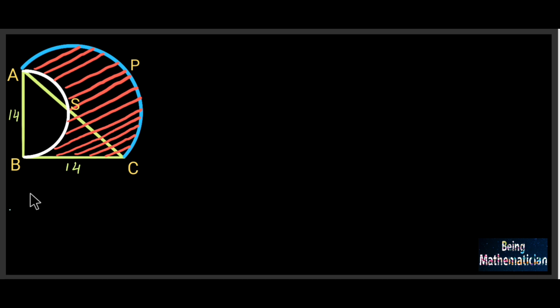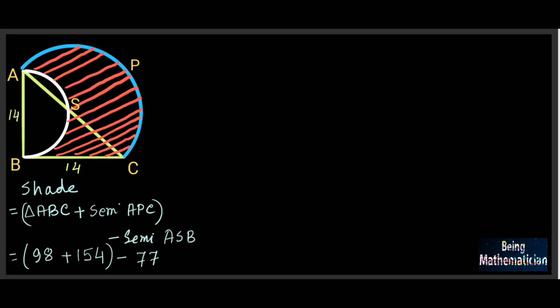Now let's calculate this. 98. Let's calculate here. 98 plus 154 is 252, minus 77, and it is 175 centimeter square. So it is the area of our required shaded region. So it is our answer.